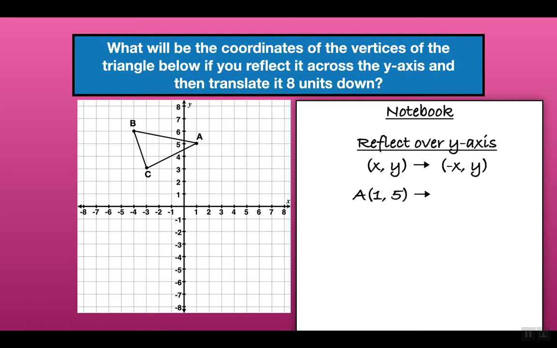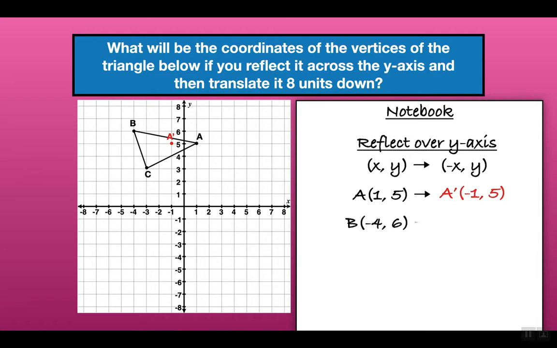So our coordinates for point A is (1, 5). So if we reflect it over the y-axis, it's going to become (-1, 5). And I'm going to plot that point on my coordinate plane.